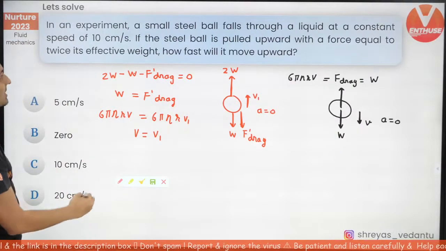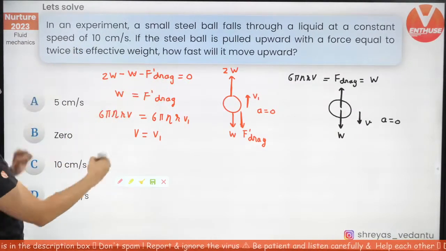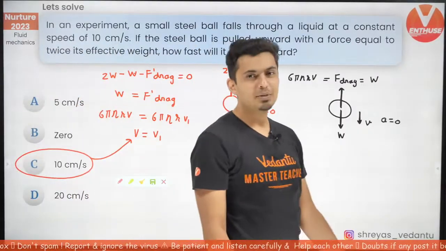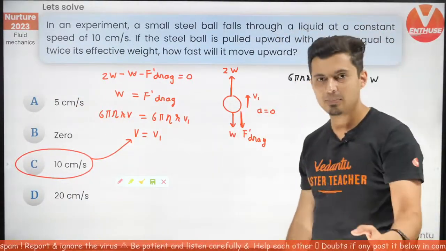That means it should still be how much? 10 centimeters per second. So that's the answer. It has not changed. So what has happened?